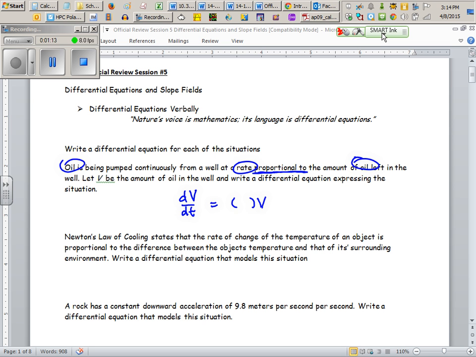And since we don't know what the proportionality constant is yet, we just typically put a K here. Okay, so this is the first one. I kind of gave it away, but the phrase "oil rate is proportional to oil" would be written like this. Okay? How about the next one? Give the next one a try.